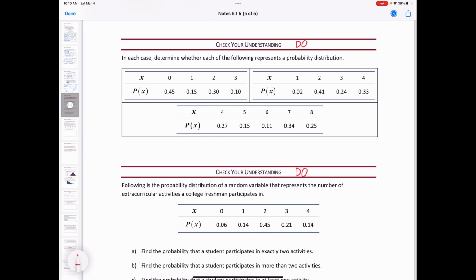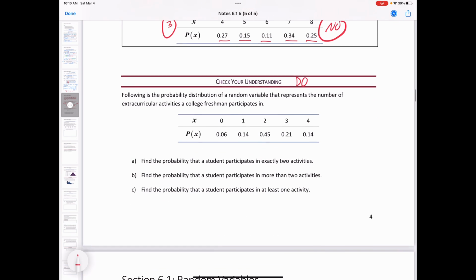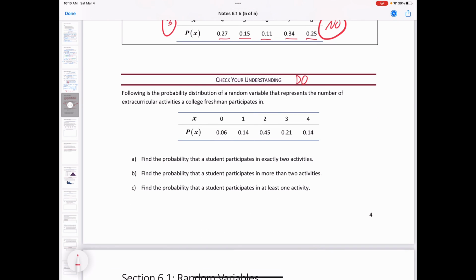When you look at the top 3, they all look good as far as the P of X's being between 0 and 1. So they're fine. The first one, when you add them, you will see that they add to 1. So this one's good. The second one, the same thing. When I add them, they add to 1. The third one, when I add these, they do not add to 1. So that's no.